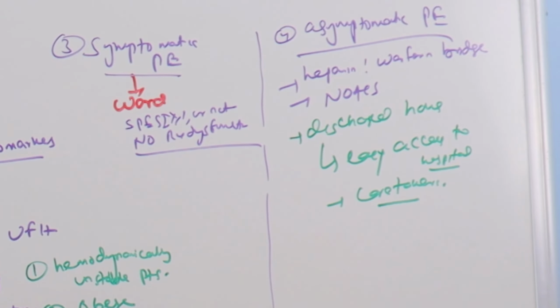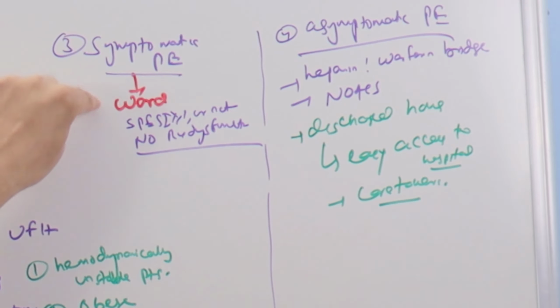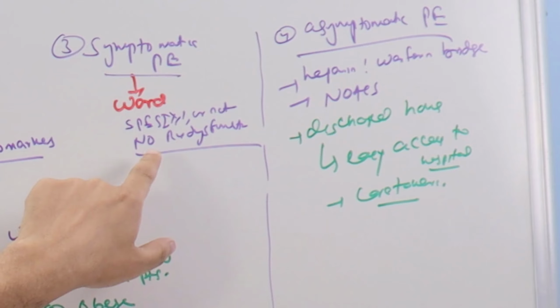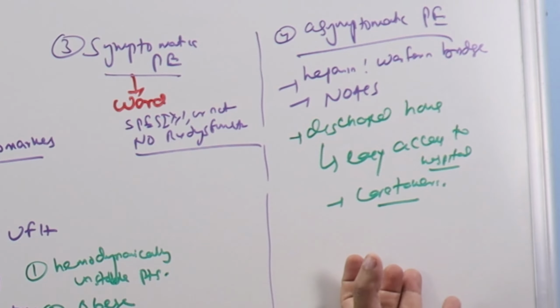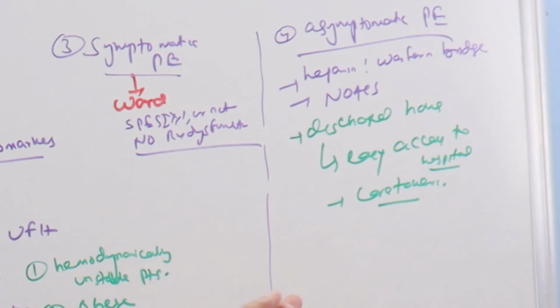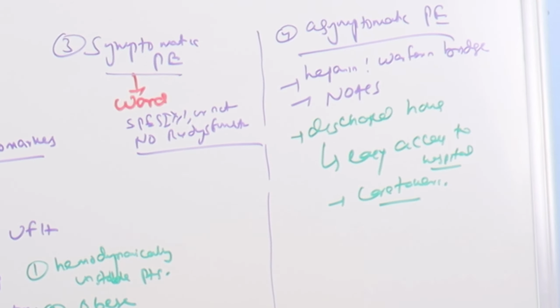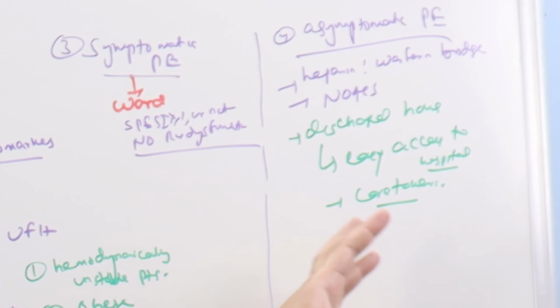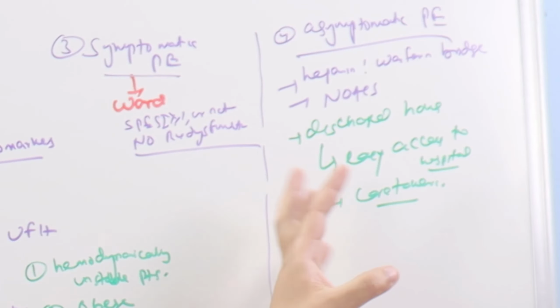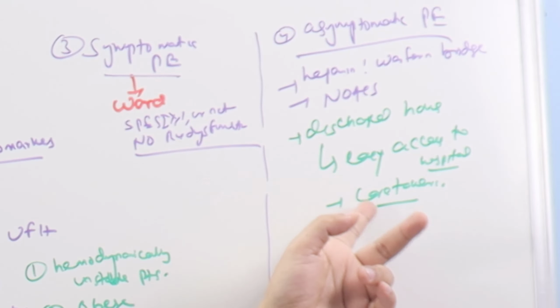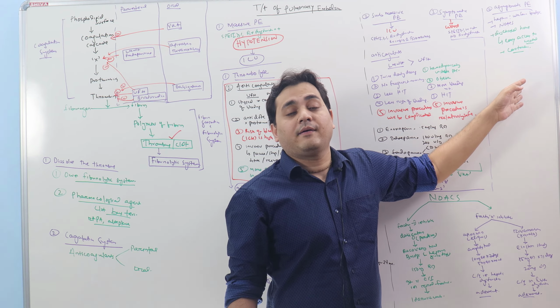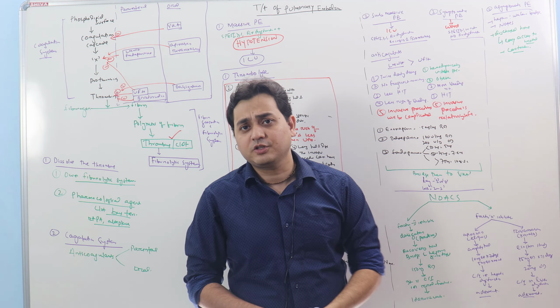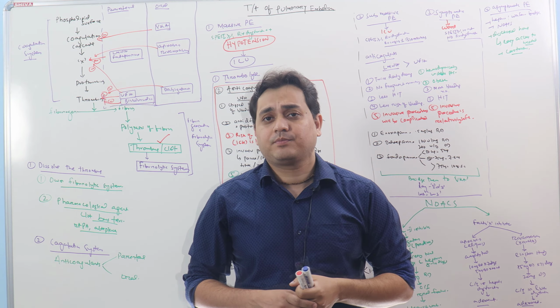Now coming to symptomatic PE, these patients go to the ward because they have sPESI more than 1, but there is no evidence of RV dysfunction. And then you have a subcategory called asymptomatic PE, meaning these patients are accidentally diagnosed with PE. They are being investigated for something else. Accidentally found they have a PE. So they will also be started on heparin and warfarin bridge or NOACs. But these are the patients that can be discharged home the second day, provided they have easy access to hospital, they have a caretaker at their home, right? So this is how we treat a patient of pulmonary embolism. Thank you very much.